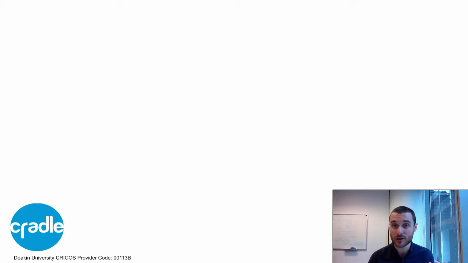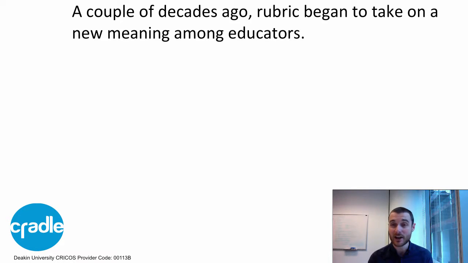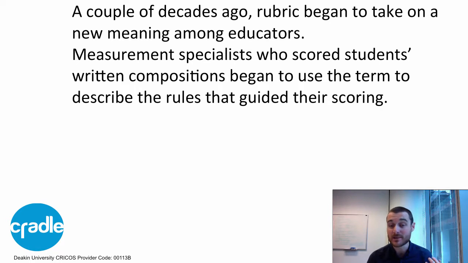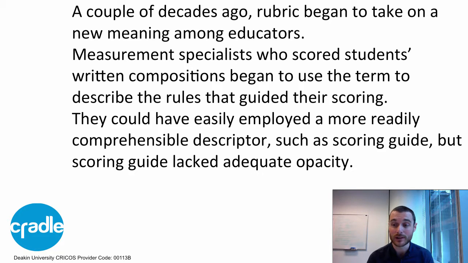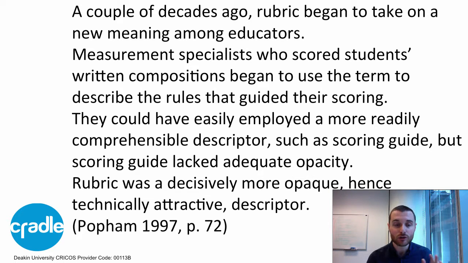This is the best joke in the whole peer-reviewed literature on rubrics. So a couple of decades ago, rubric began to take on a new meaning among educators. Measurement specialists who scored students' written compositions began to use the term to describe the rules that guided their scoring. They could have easily employed a more readily comprehensible descriptor, such as scoring guide, but scoring guide lacked adequate opacity. Rubric was a decisively more opaque, hence technically attractive descriptor. And that's Popham back in 97.